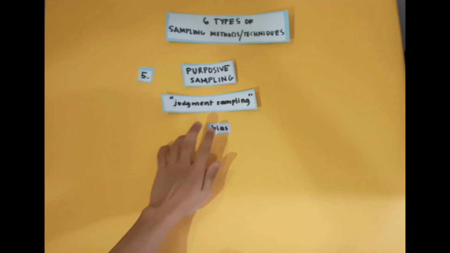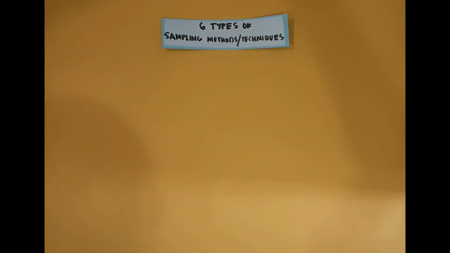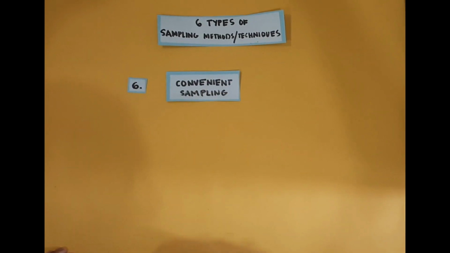The fifth method is purposive sampling, also known as judgment sampling. This type of sampling is a biased one, for the researcher only selects people who are knowledgeable based on the objective of the study. The last one is the sixth method, the convenient sampling method.